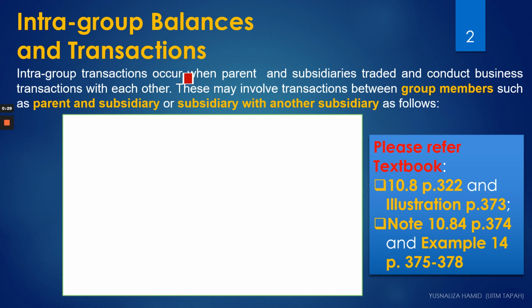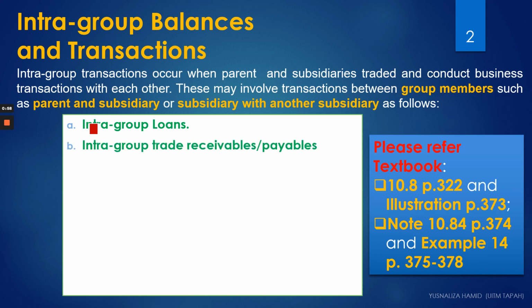Intra-group transactions occur when parent and subsidiaries trade and conduct business transactions with each other. This means that it involves transactions between group members, such as parent and subsidiary, or subsidiary with another subsidiary, as follows. For example, intra-group loans, where maybe the parent is the one that lends money to the subsidiary and the subsidiary is the borrower.